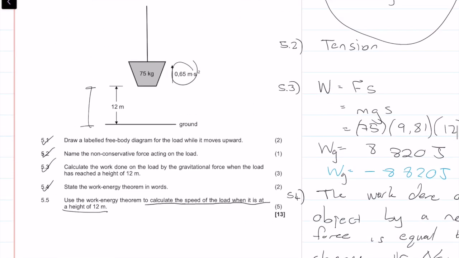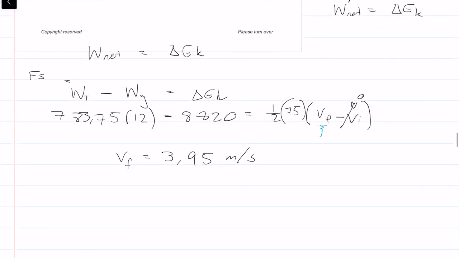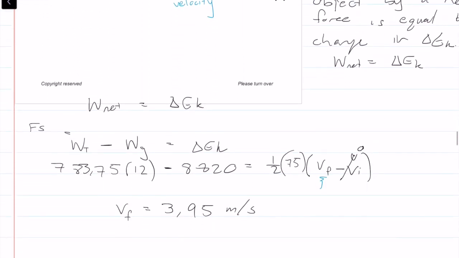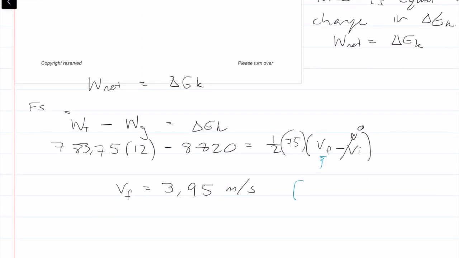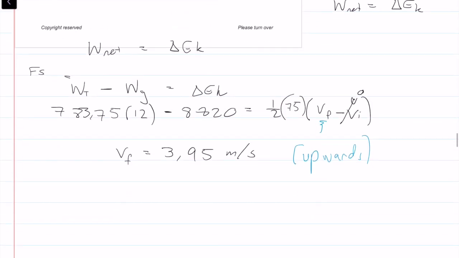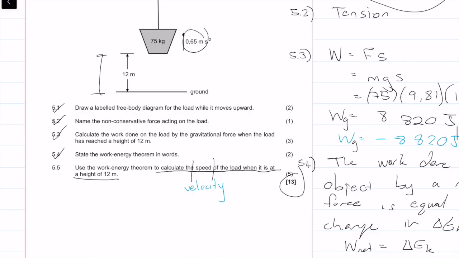Now, again, the question wants speed. Speed is a scalar, but if we wanted velocity, velocity is a vector, so we would just give it a direction, which would be upwards. But the question only asks for the speed, so this would be our final answer. We do not have to give a direction. And that's our 13 marks for that question.